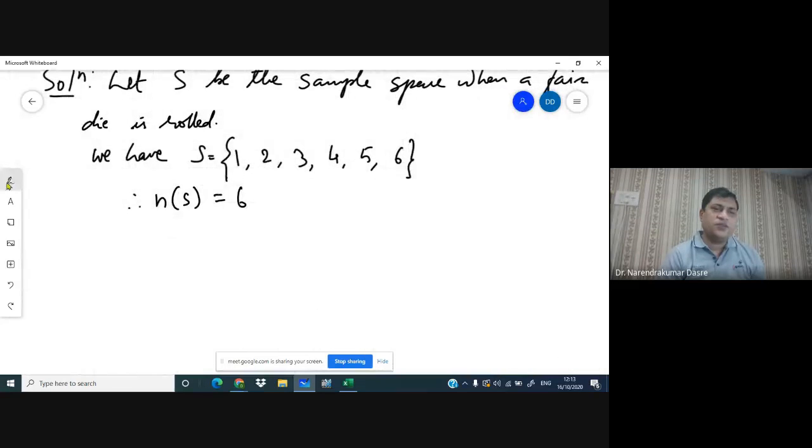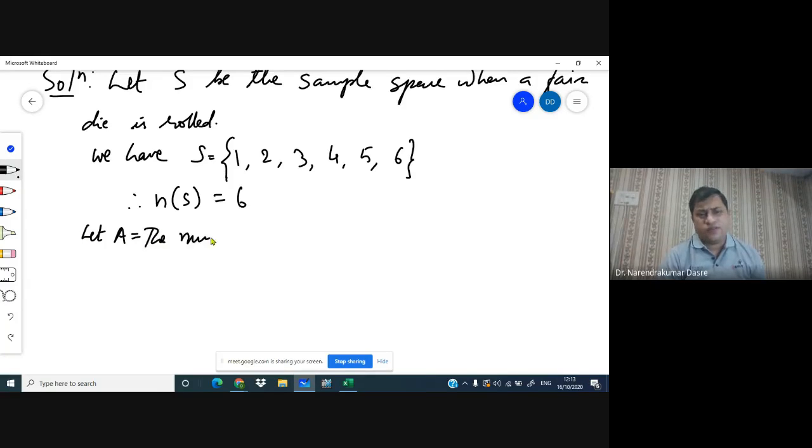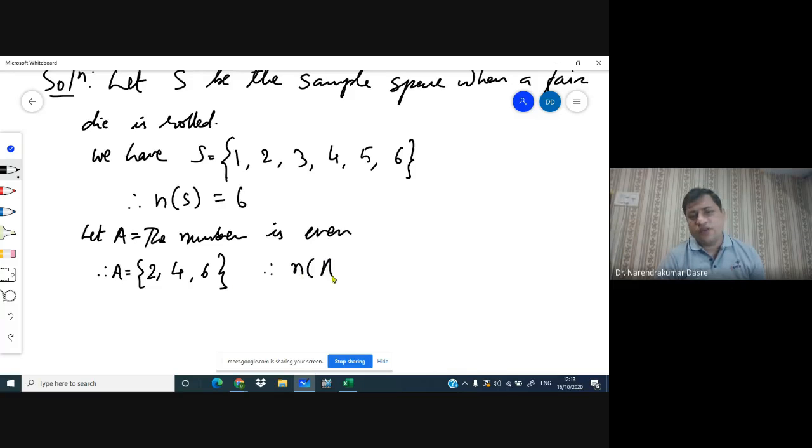The number is even. So let the event A be that the number is even. So the face number is even. What will we have? What is the sample space we have here? We have the even numbers 2, 4, and 6, and then the number of points in A is equal to 3.